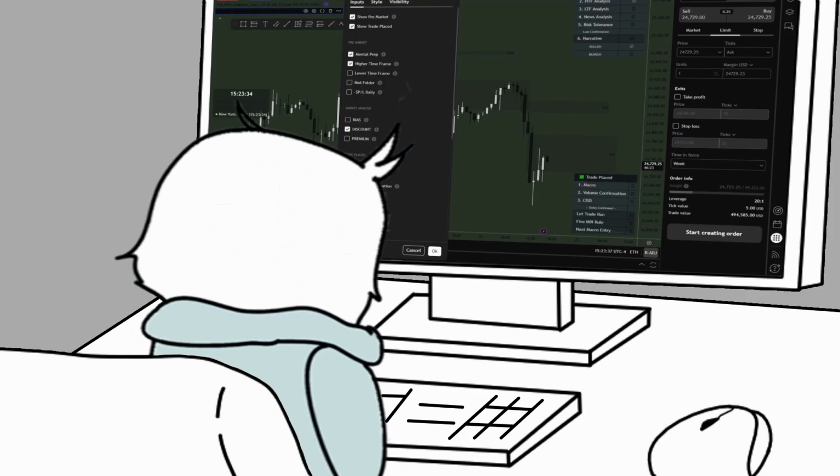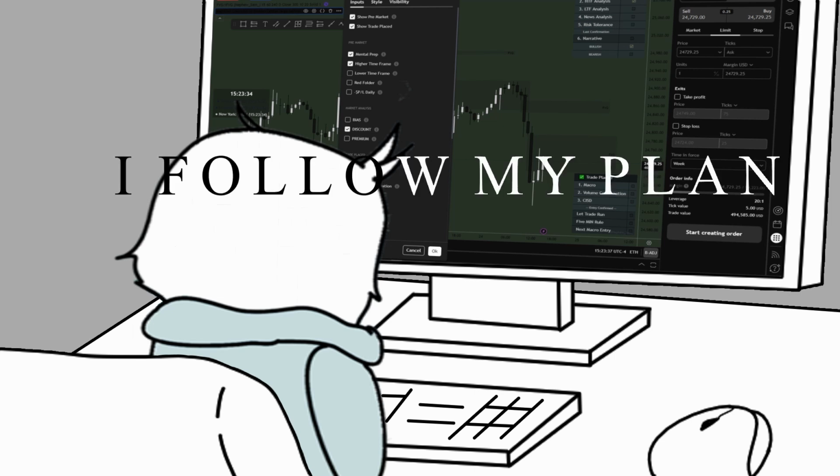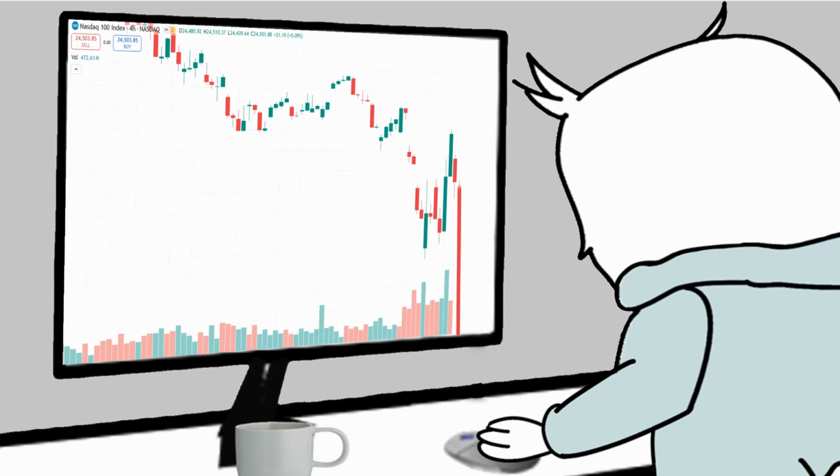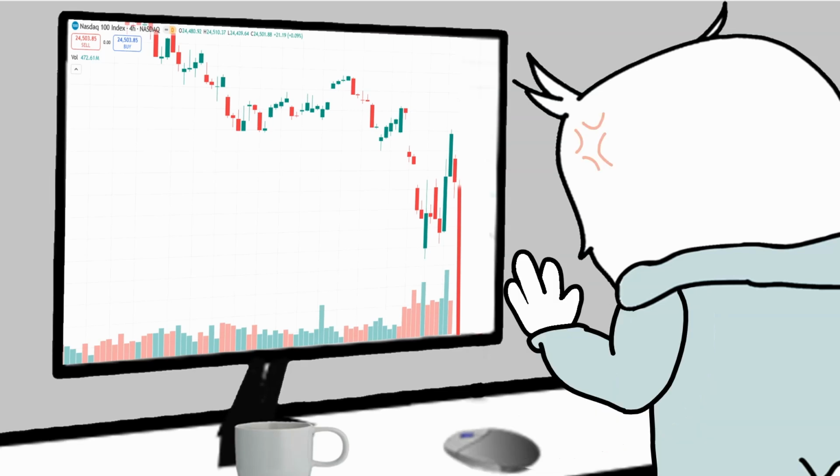Your mindset matters. Begin each session with an affirmation. I follow my plan, regardless of the outcome. Try to take breaks after 3 trades or a 1% drawdown. If emotions spike, step away. If you're serious, start slow, focus on process, not profit, master one setup, journal every trade, manage your risk, and learn from each step.